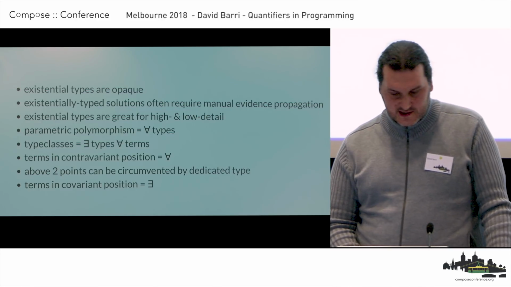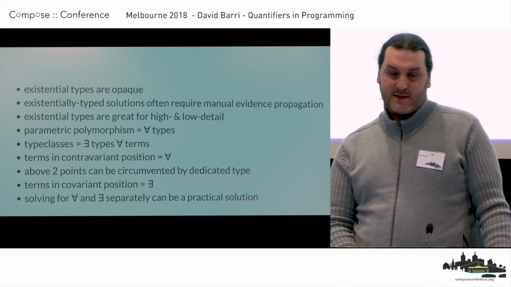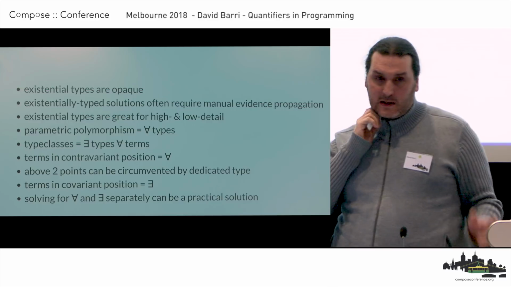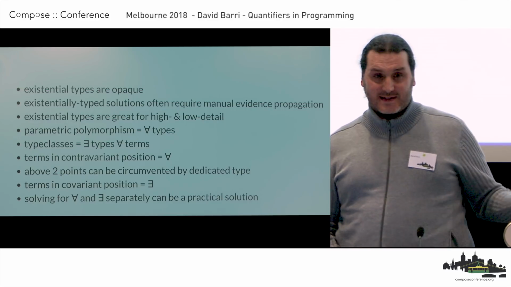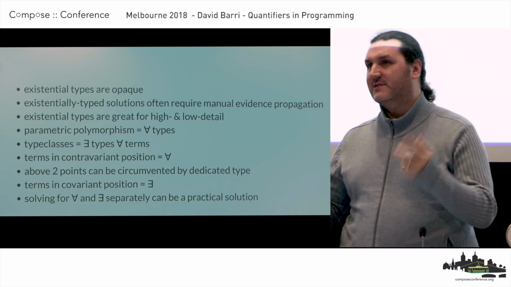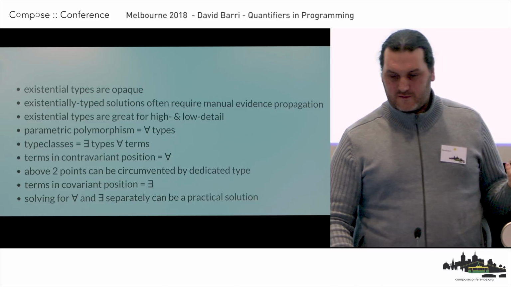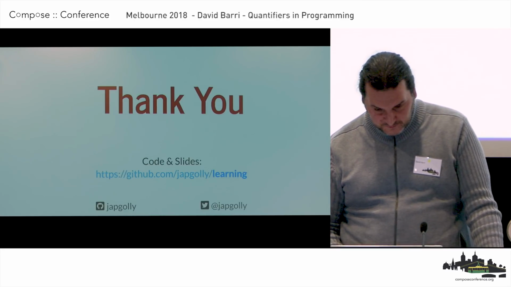Terms in covariant positions there exists, and solving for all and there exists separately can be a very good practical solution. And in a very large, very complex code base, this has worked tremendously well. Whereas before I came up with this, I was constantly finding the solutions I was coming up with not very good and trying to reinvent it all the time. Since this, I've just been happy.